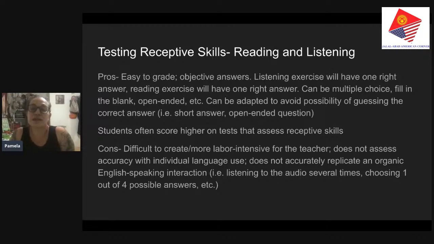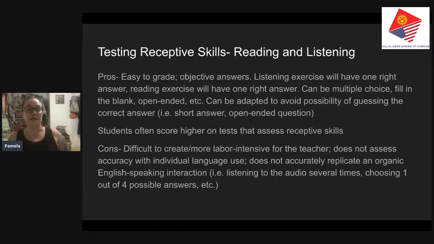It also does not accurately replicate an organic English speaking interaction. So in reality, for natural speech, you're not going to listen to an audio several times and choose 1 out of 4 possible answers.